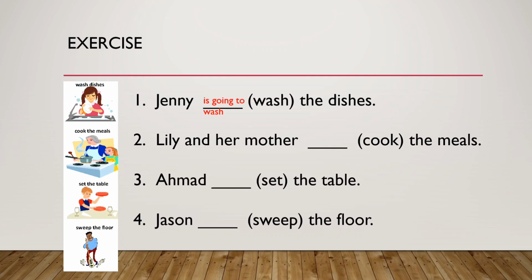Number 2. Lily and her mother, in bracket, cook the meal. What's your answer? Lily and her mother are going to cook the meal. Number 3. Ahmad is going to set the table. And the last one, number 4. Jason is going to sweep the floor. Have you got all the answers correct? Good job!